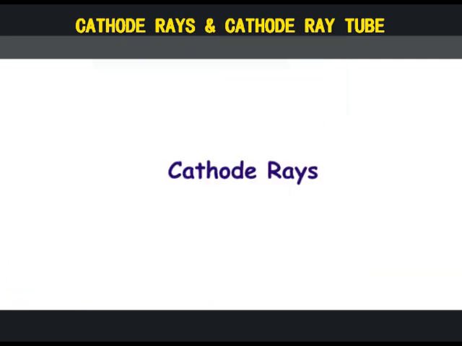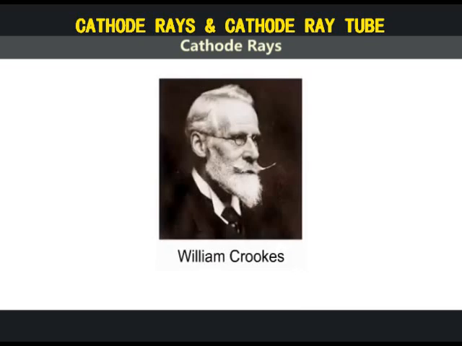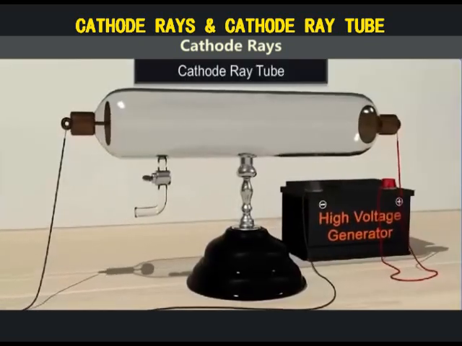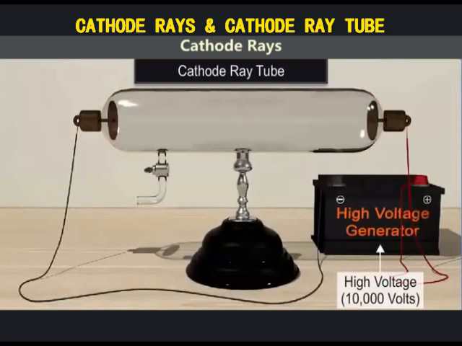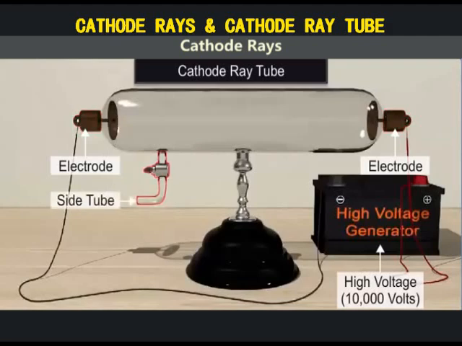Let's talk about cathode rays. Cathode rays were discovered in 1879 by William Crookes while conducting an experiment on electrical conductivity through gases. The apparatus used for his experiment consisted of a glass discharge tube, now called the cathode ray tube or Crookes tube, and a high voltage source. The discharge tube was sealed at both ends and was fitted with thin pieces of metal electrodes at each end. It had a side tube fitted with a stopcock that was connected to a vacuum pump.